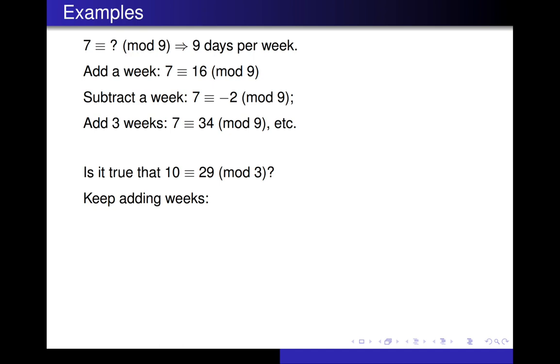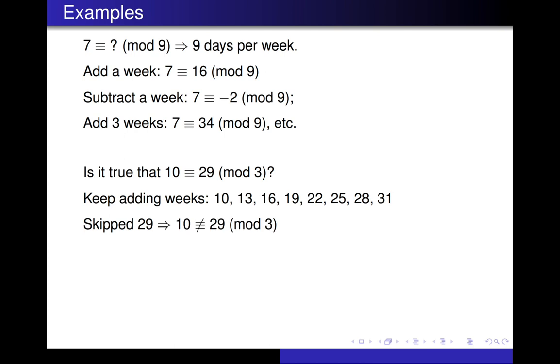All right, so what I'm going to do is take 10. I'm going to keep adding weeks and see if I ever hit 29. So we start with 10, right? Add a week, that's 3 days, that's 13. Add another week to get to 16. Add another week, and another, and another, and another. Oh, we missed 29, right? We skipped 29. That means 29 wasn't in one of the number of weeks from 10, which tells us that 10 and 29 are not congruent mod 3. Notice that slash in the 3 lines. That says they're not congruent. Kind of a bummer.